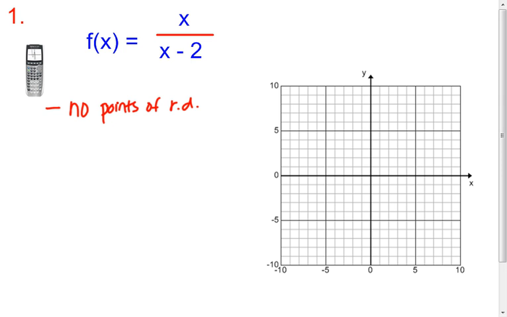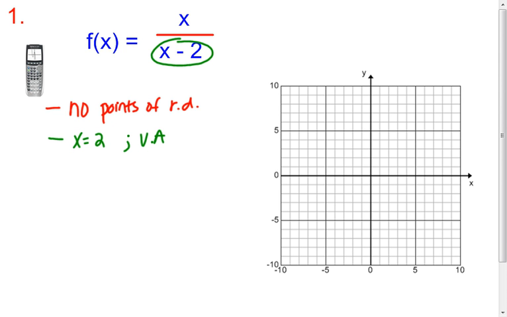Then I want to look for vertical asymptotes. And again, vertical asymptotes are the factors that remain in the denominator. Well, I still have an x minus 2 in the denominator. And because I have x minus 2, I set it equal to 0, and I would get x equals 2 as a vertical asymptote. Okay, and I'll tell you how to deal with that on your graph in a minute.